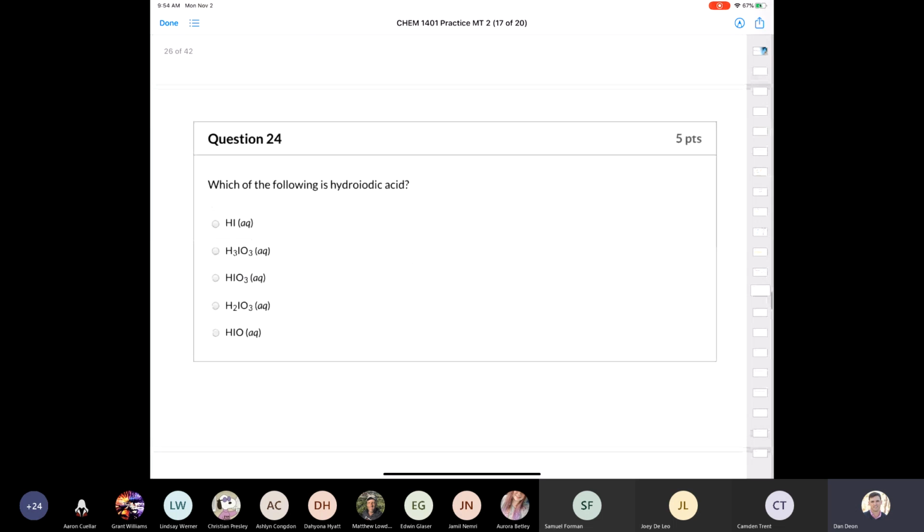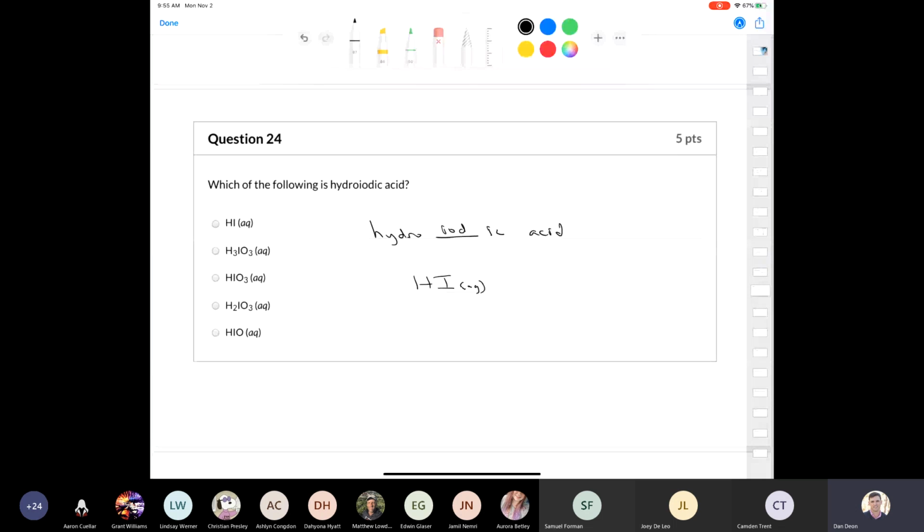Okay, what is the formula for hydroiodic acid? Well, we looked at the binary acids earlier on, and when we have hydrogen combined with another element, we have hydro-ic acid in the binary acids. And so since we have iodine, hydroiodic acid, it's going to be HI, aqueous, like that. Just a little nomenclature practice.